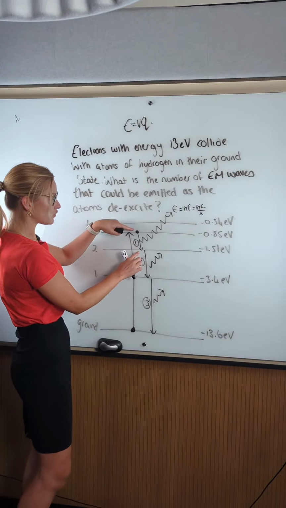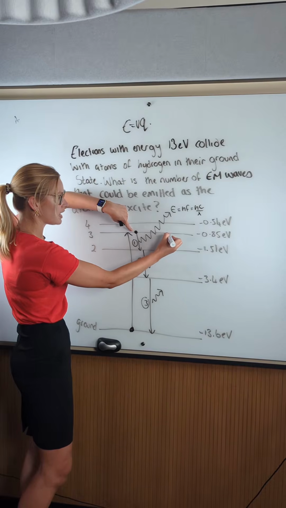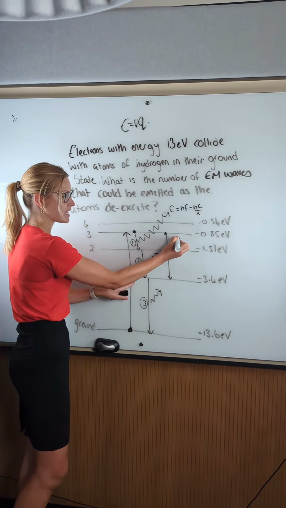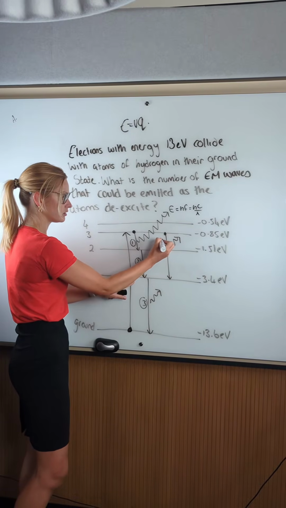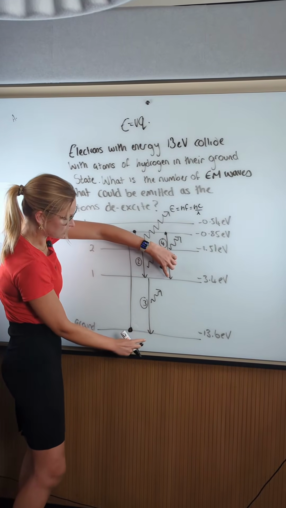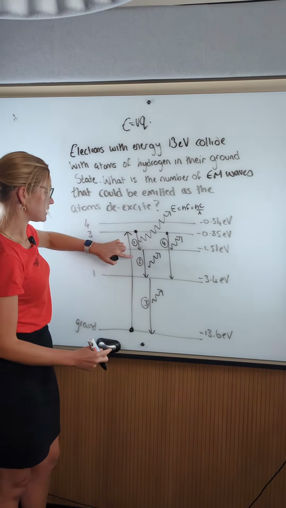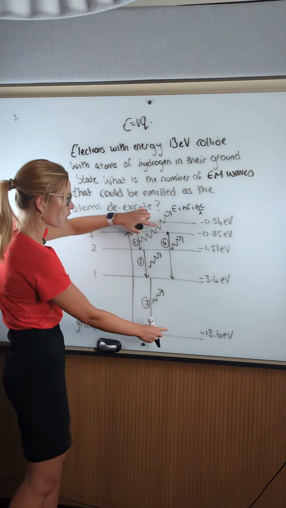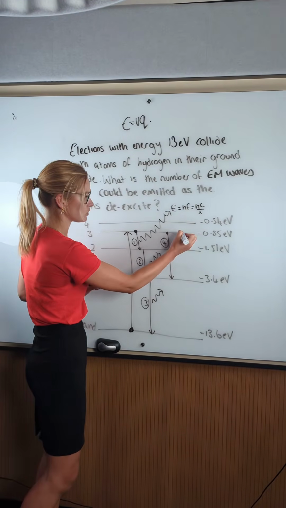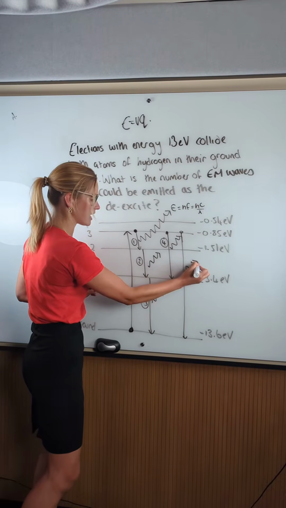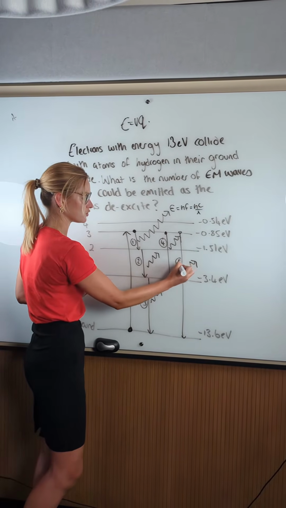But then instead of it just falling down to the n equals 2 level, our electron could fall straight back down to the n equals 1 level. So there's another EM wave emitted, so there's now 4. Then we've already got the transition from here to here, so that one doesn't matter. Then another transition we could do is the electron falls from here the whole way back down to where it started, and there's another EM wave emitted. So clearly we've got 5 so far.